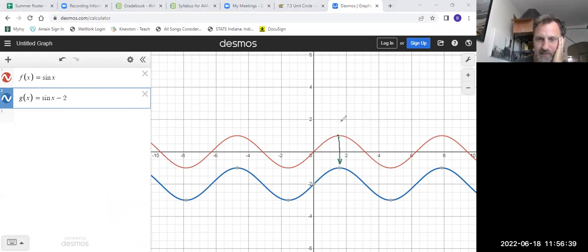I was sitting at pi halves, 1. Now I'm sitting at pi halves, -1. And what I was saying, this point should be exactly the same as this point. The one at 3 pi halves, -1, now shifts down to 3 pi halves, -3.